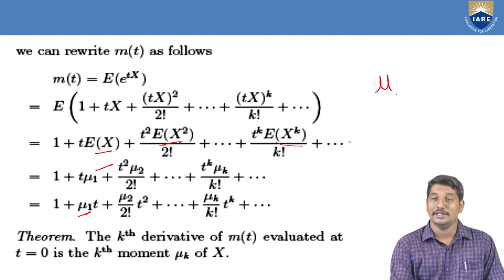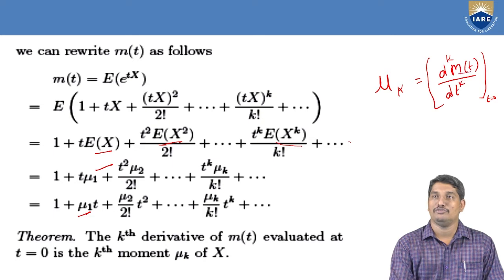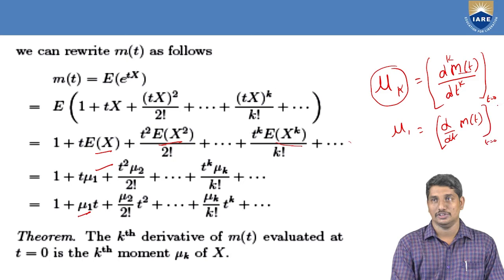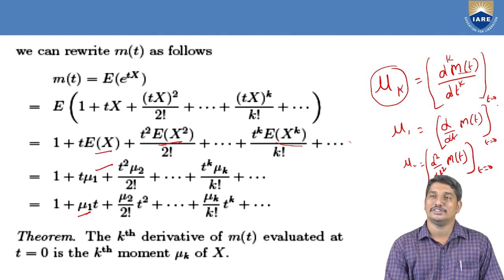You can also directly derive a moment μk from the moment generating function by differentiating it k times with respect to t and substituting t = 0. So by differentiating M(t) with respect to t k times and substituting t = 0, you will directly get the μk value. So μ1 will be the first derivative of M(t) with respect to t at t = 0. The μ2 will be the second derivative of M(t) with respect to t at t = 0. Like that, we can directly derive the moments by differentiating the moment generating function and substituting t = 0.